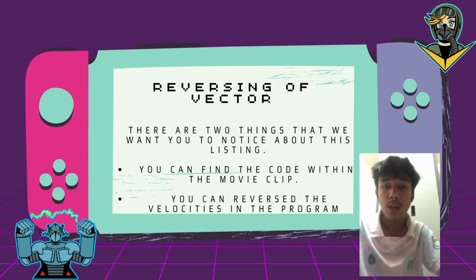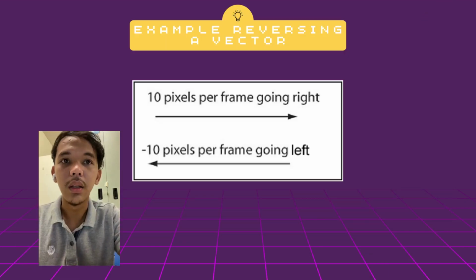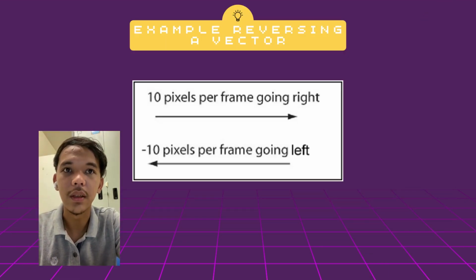There are two things that we want you to notice about this listing. You can find the code within the movie clip. You can reverse the velocity in the program. The example of reversing a vector.